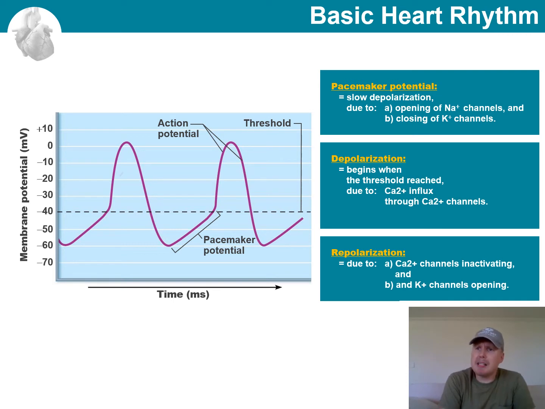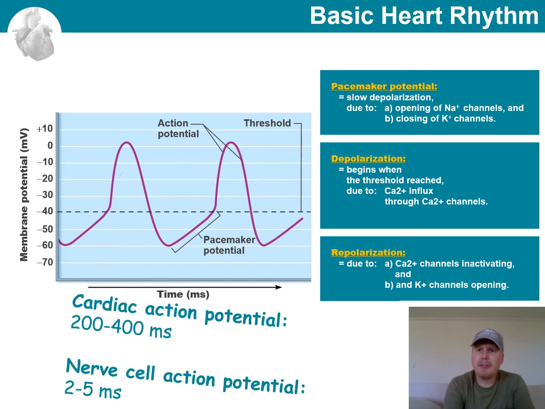And these cardiac pacemaker cells that pass impulses across the heart, their impulse progresses at the speed of approximately 200 to 400 milliseconds for the duration of one impulse. In contrast, nerve cells' action potential lasted for 2 to 5 milliseconds. So cardiac pacemaker cells' potentials are much slower.